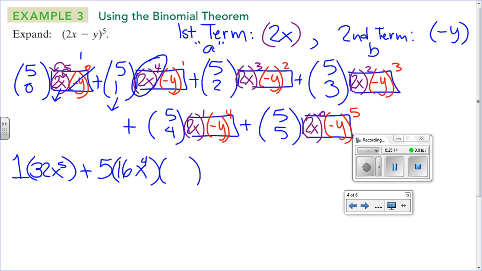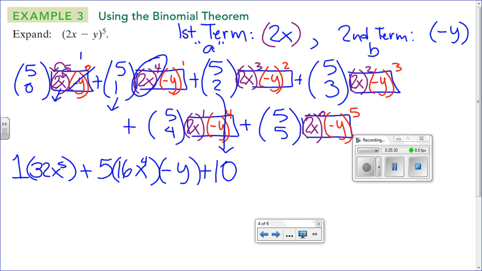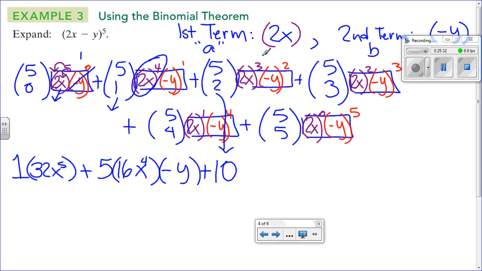Okay. Now, when we have negative y to the first power, is it going to be negative? Okay. Next, 5 choose 2. Right here, my next coefficient is a 10. Now we have 2x to the third power. So what is 2 to the third? 8. 8x cubed plus y. And then we have a negative y squared.